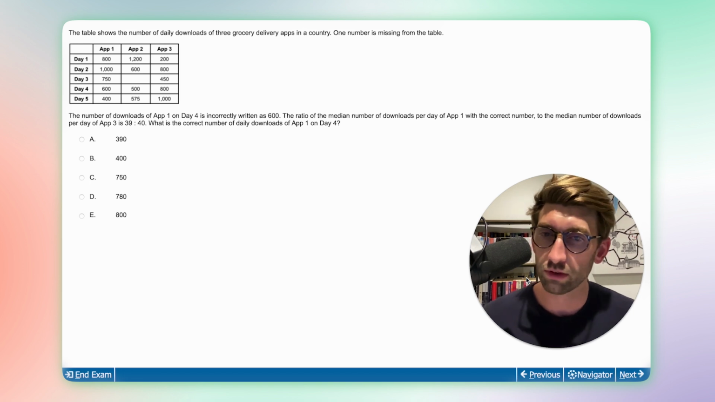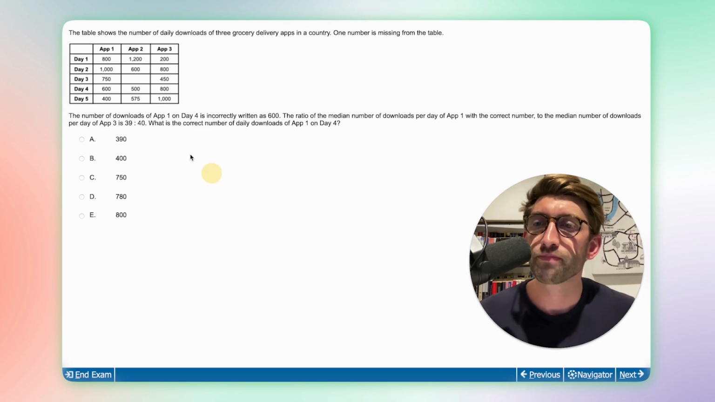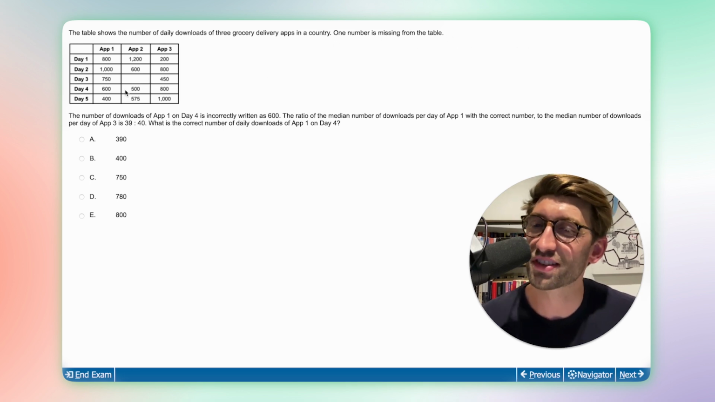And again, this is a really good one I'm going to show you because, well, let me have a read, but I think I can see some really good ways that we can do some shortcuts. So what's going on here? The table shows a number of daily downloads of 3 grocery delivery apps in a country. One number is missing from the table. So no surprises for what one of the questions is going to be.